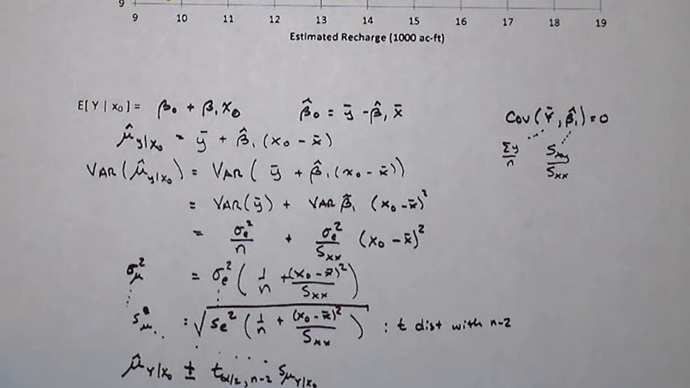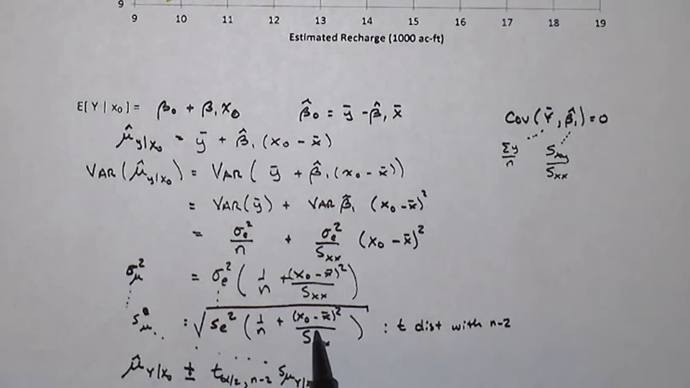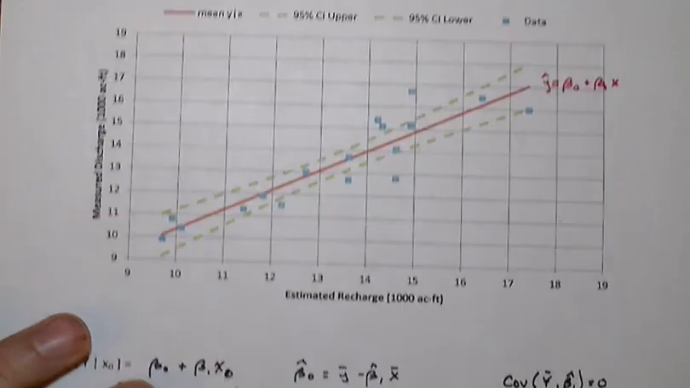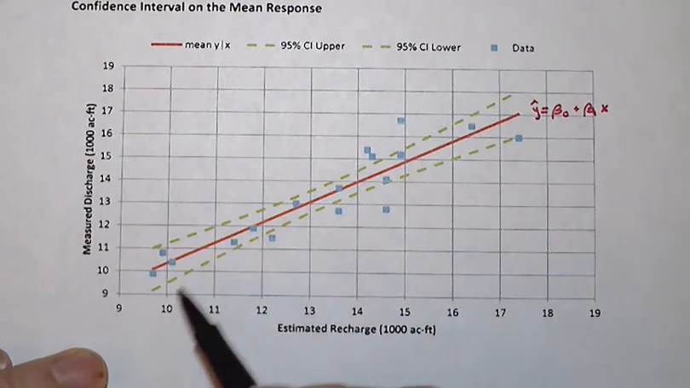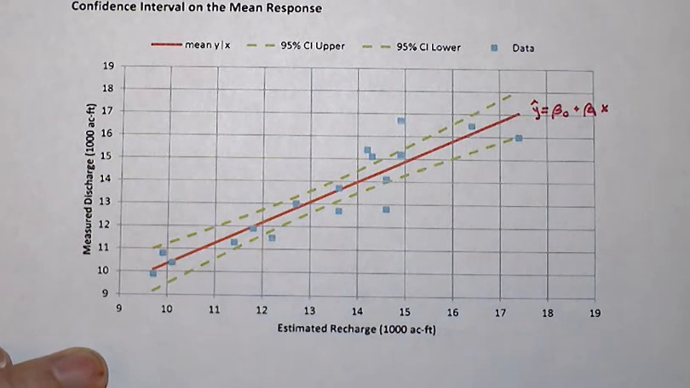Now note two aspects here that are crucial. We have 1 over n, so the larger our sample size is, the smaller the bound is going to become. And the other aspect is that the further away we are from the mean of the independent variable, the larger this is going to become. And that's why you see these curves flare out as opposed to being just parallel to our regression line.